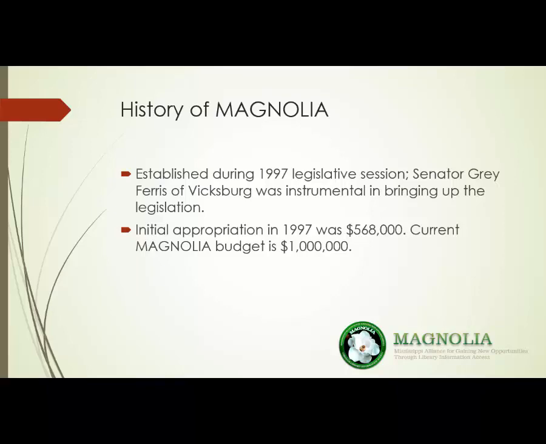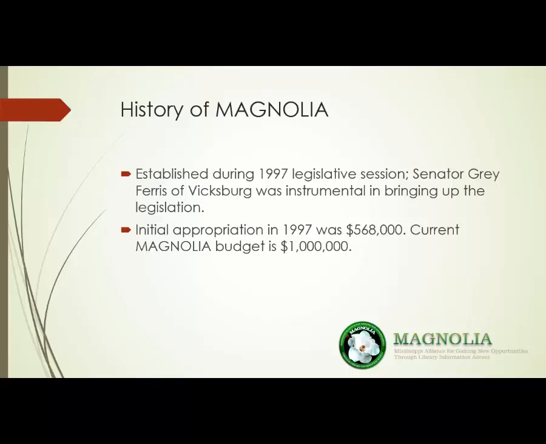MAGNOLIA began in 1997 when Mississippi legislators appropriated $568,000 to purchase online databases for publicly funded libraries in Mississippi. Senator Gray Ferris of Vicksburg was instrumental in bringing this project to the legislature. The legislature continues to fund MAGNOLIA nearly 20 years later.